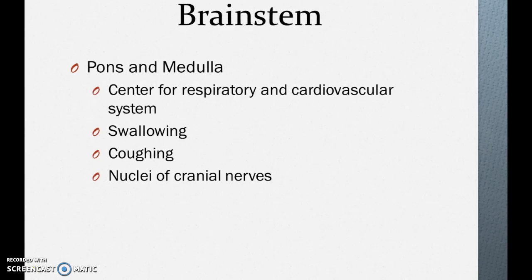And the final part of the brain I'd like to talk about is just the pons and medulla, which are the two parts of the brainstem. This is the center for respiratory and cardiovascular system. It's controlling swallowing, coughing. It also has the nuclei of all the cranial nerves.